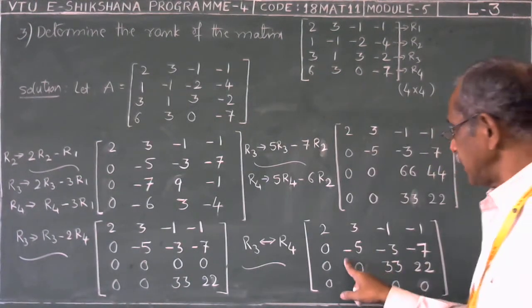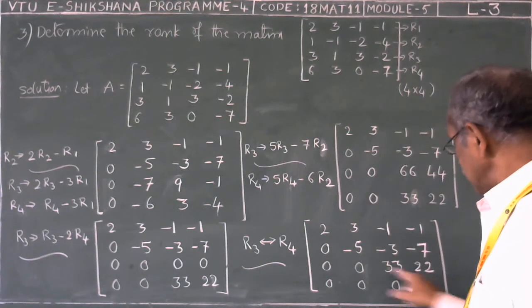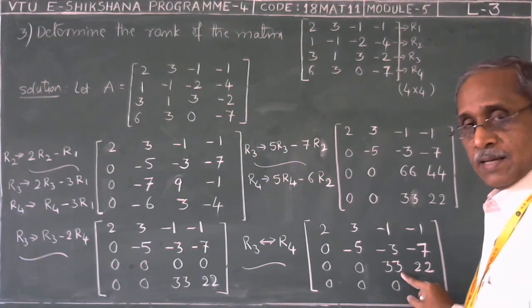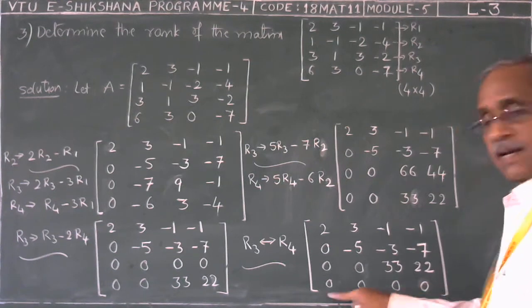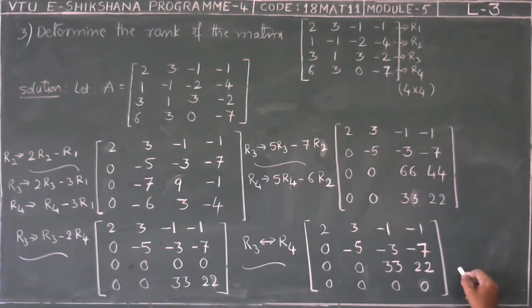Just look at the matrix now. Second row leading entry is to the right of the leading entry just above it. Third row leading entry is to the right of the leading entry immediately above it. Okay? And there are no leading entries here. This is the echelon form. This is perfectly the echelon form of the given matrix.